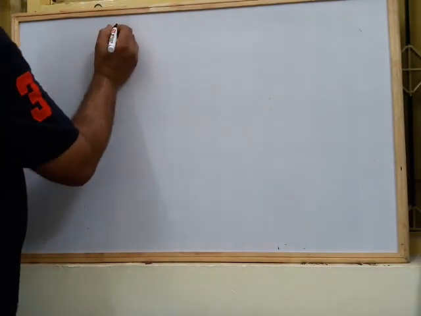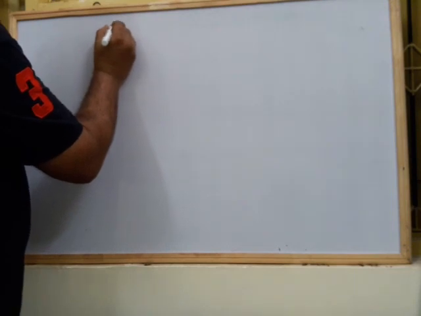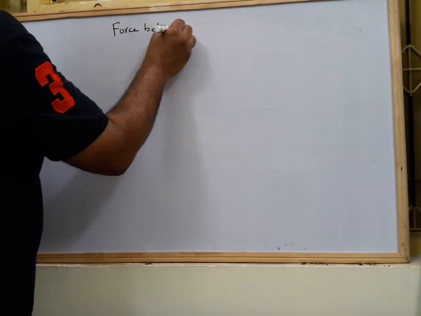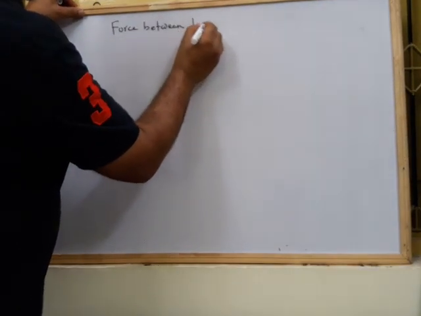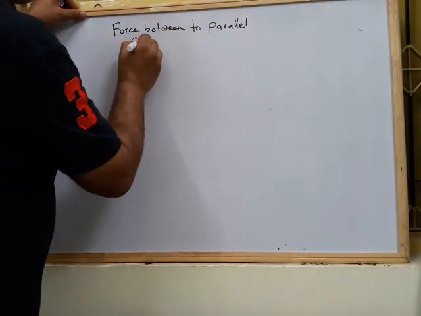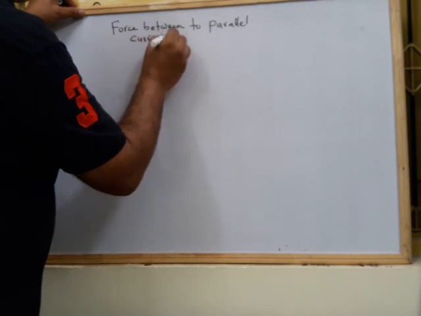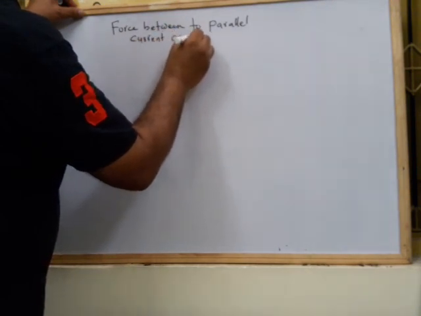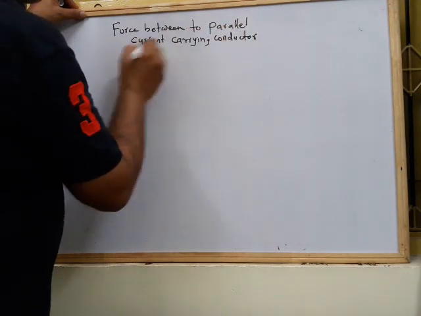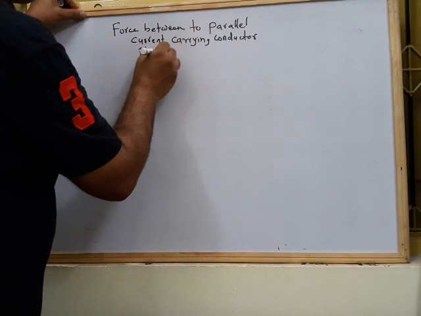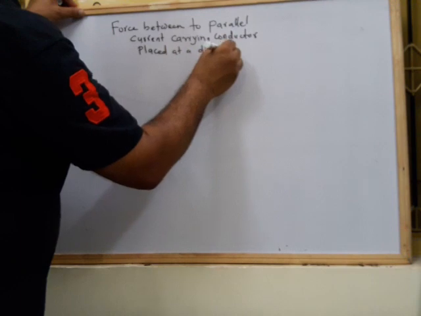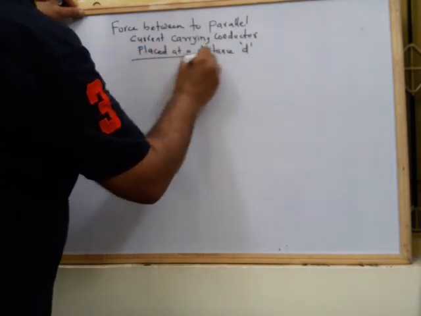So the topic is force between two parallel current carrying conductors placed at a distance d. So this is the topic.